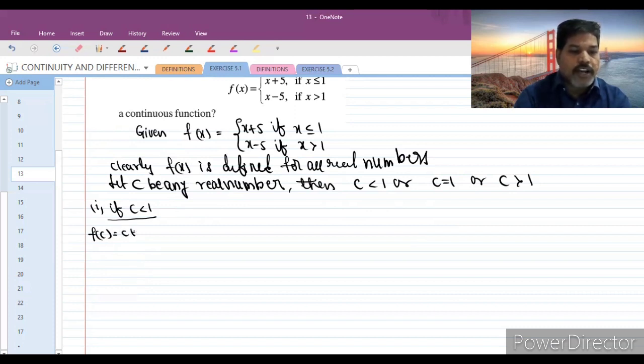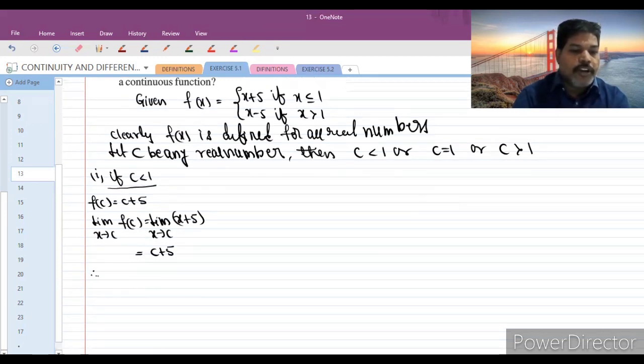So automatically it will become C plus 5. Next we will calculate the limit as x extends to C of f of x. What is the f of x value? For C less than 1, it will become x plus 5. If we apply the limit, it will become C plus 5. Therefore, we can conclude that the limit as x extends to C of f of x will become f of C.